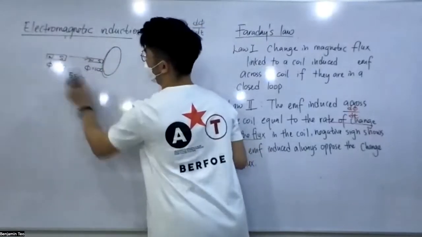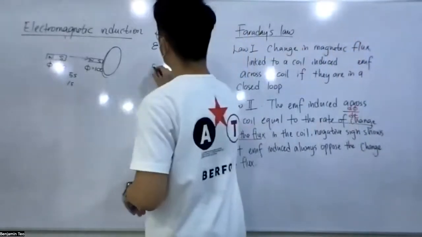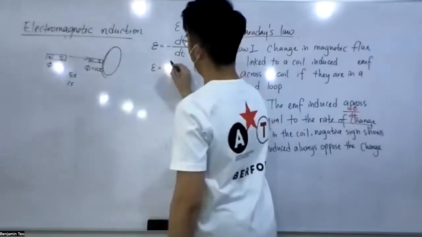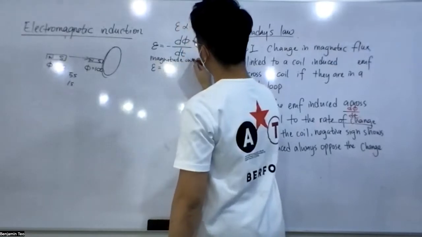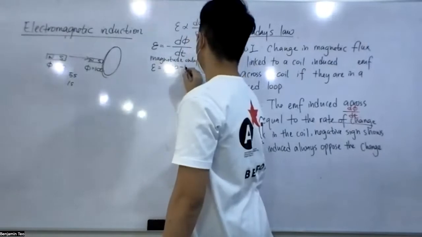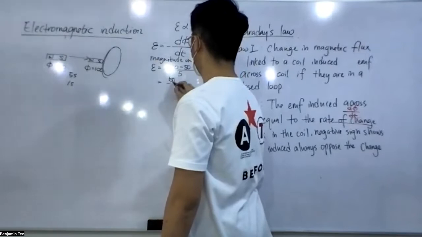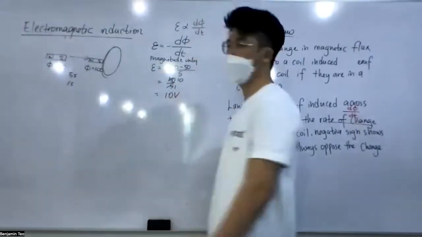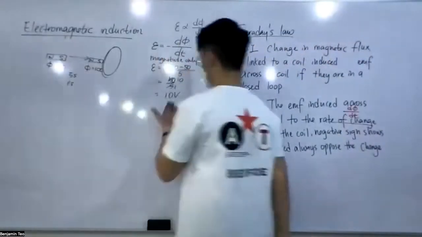If we move this one over here in 5 seconds, we can do it. Here, very simple, change in flux. What is the change? I only want magnitude. Magnitude only. That means I just take the bigger minus this one. 100 minus 50. Let's do 5 seconds. 50 over 5, 10 volt. So here we can calculate 10 volt.